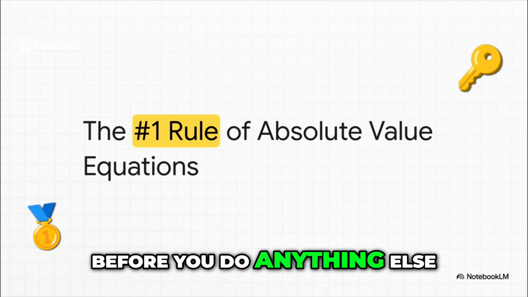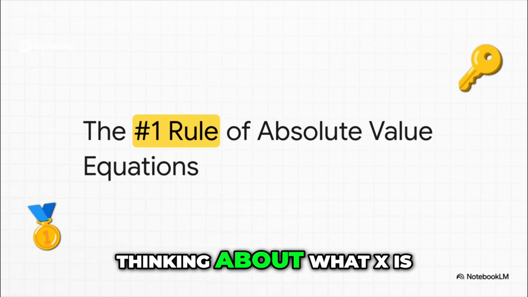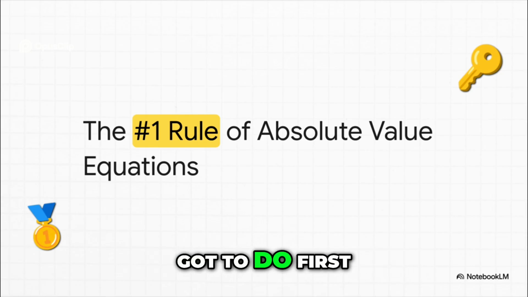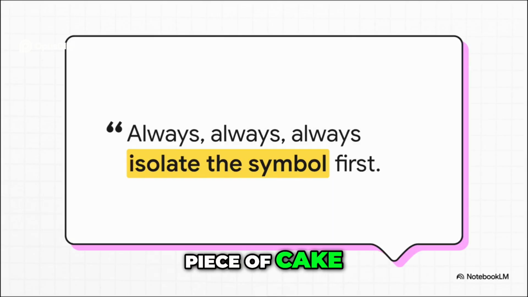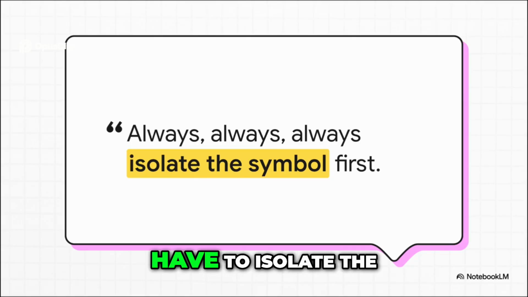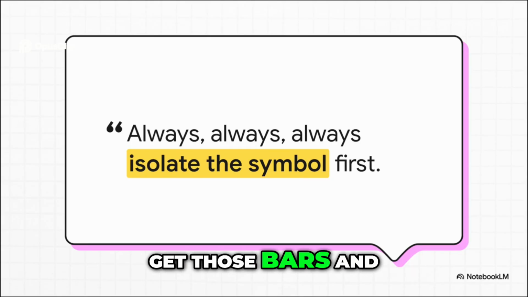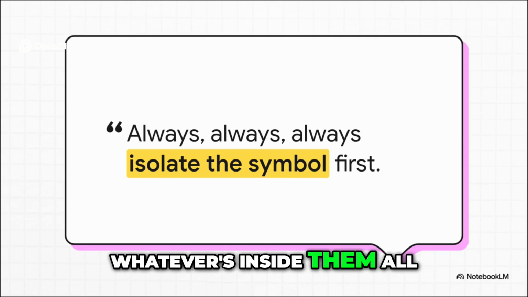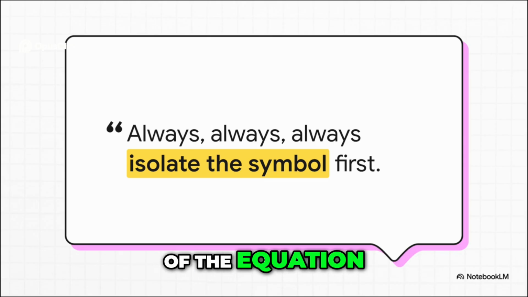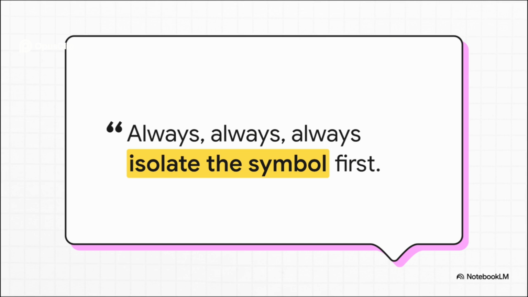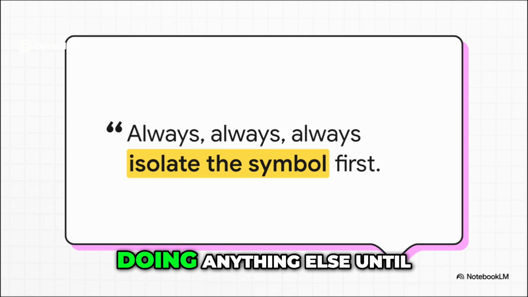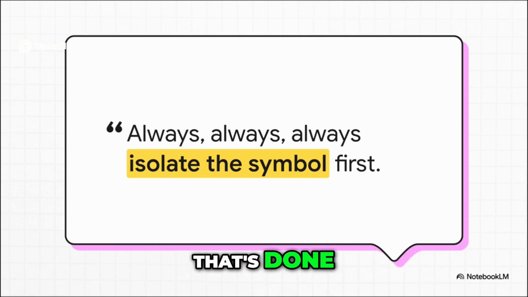Before you do anything else, before you even start thinking about what x is, there's one thing you've got to do first. Seriously, if you get this right, the rest is a piece of cake. You have to isolate the absolute value symbol first. Get those bars and whatever's inside them all alone on one side of the equation. That is rule number 1. It is non-negotiable. Don't even think about doing anything else until that's done.